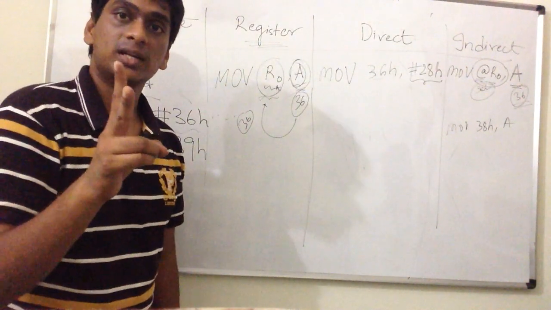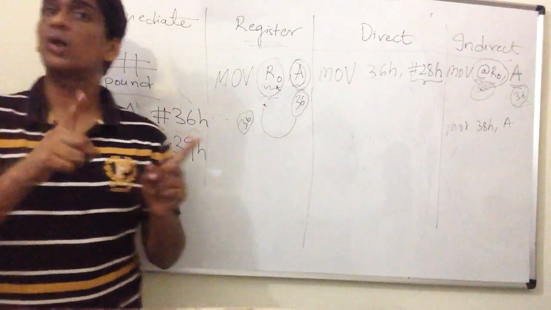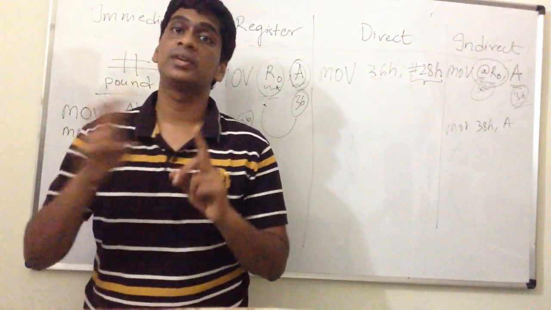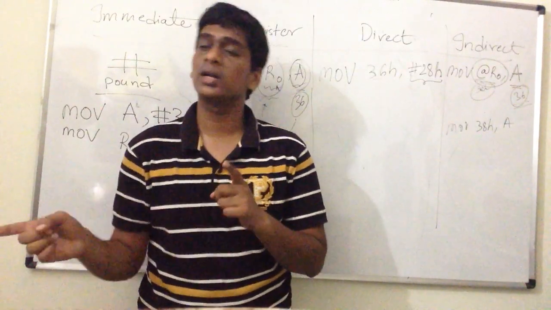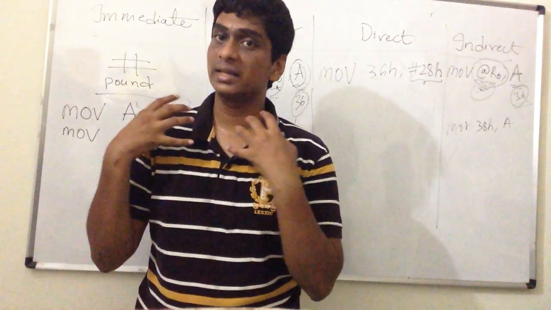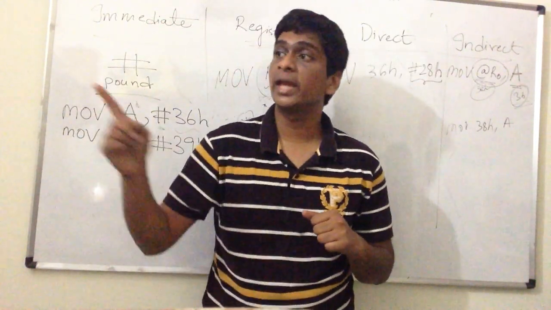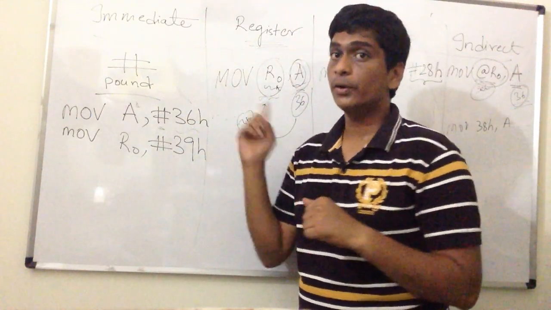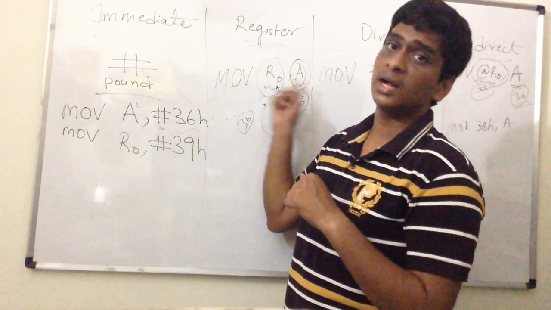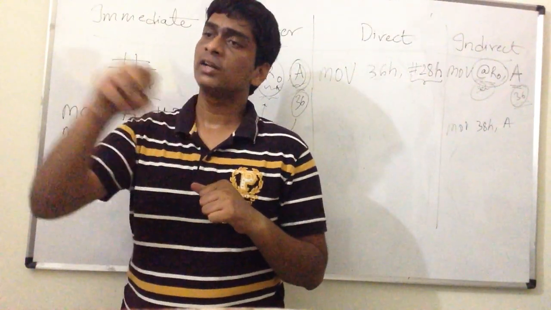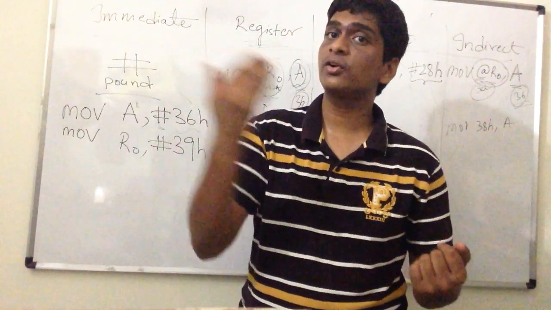Register addressing mode: two registers are involved, but remember, the accumulator register is involved. Never write move R0, R7, or move R0, R1, or move R1, R5. Always use the accumulator register. For example, in the exam, he asks you to transfer the data from R0 to R7. What will you do? First, move the data in R0 to the accumulator: move A, R0. Destination first and source second. Then in A, R0's contents are stored. Now, move R7, A. That's it. The contents of R0 will go to R7.